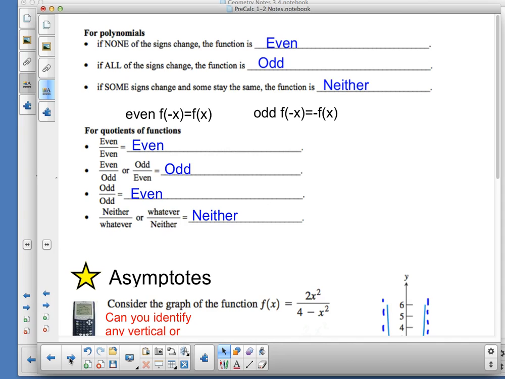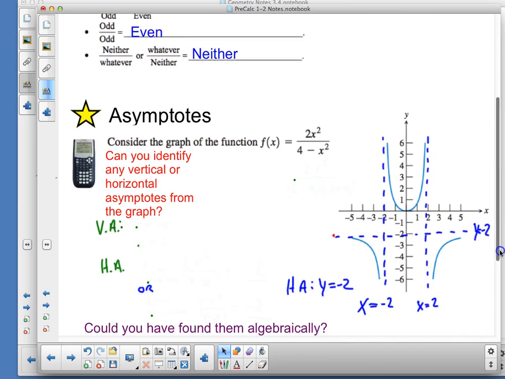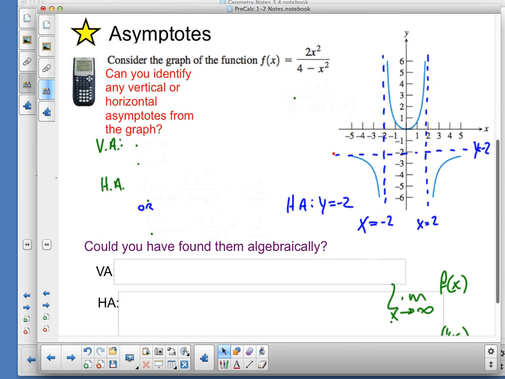Now, asymptotes. We've talked about them, okay? Can we identify them? I've got some in here, but I want to talk about different asymptotes that we've got going on. Now, in this particular function, if I factor this, I've got 2x squared all over 2 minus x times the quantity 2 plus x. So right now, I know I have a vertical asymptote at 2 and one at negative 2. Okay? Now, I can talk about my verticals as I'm going through.